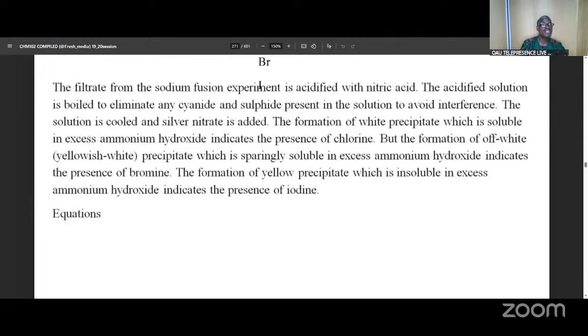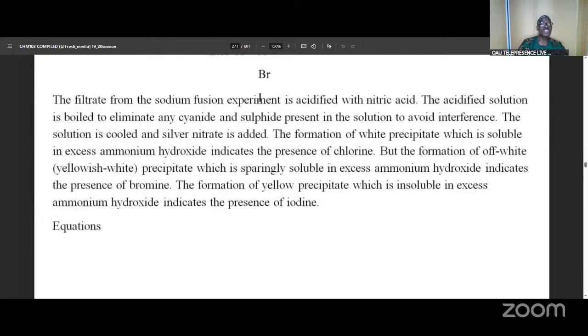Now, the filtrate, that is our sodium halide, just take from the filtrate and acidify it with nitric acid. The acidified solution is then boiled to eliminate any cyanide and sulfide which may be present in the solution to avoid any form of interference. Now, the solution is cooled and silver nitrate is added. Of course, this is the normal halide test.